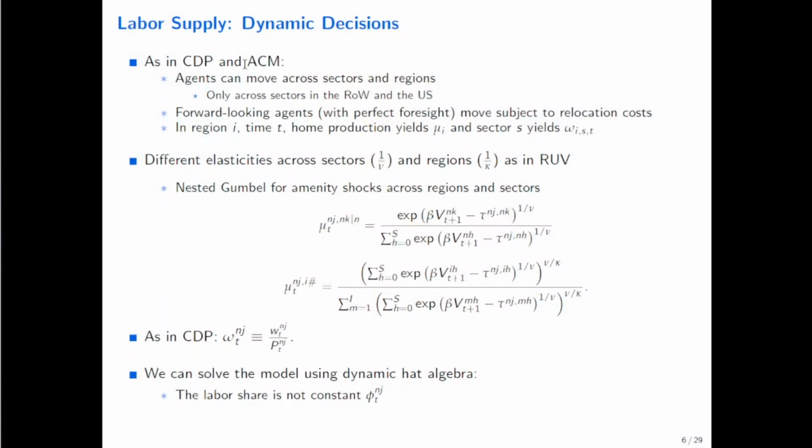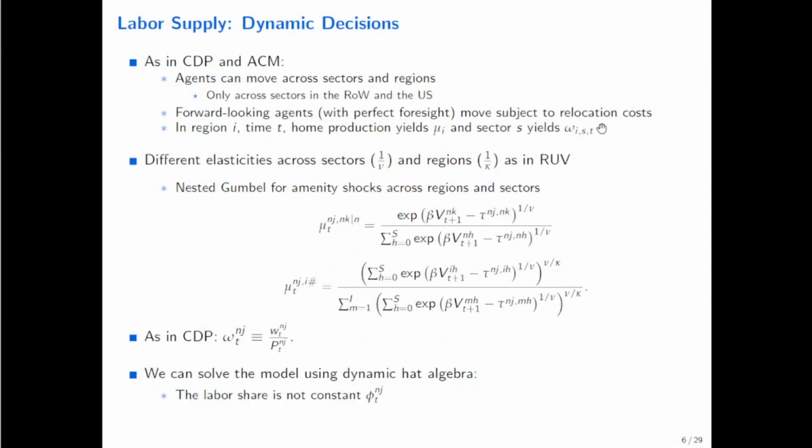Now for the labor supply, we are going to follow the same structure of Caliendo, Dvorkin, and Parro, and Artuc, Chaudhuri, and McLaren. In particular, we are going to assume that agents can move across sectors and across regions. They are going to face some frictions to move across these sectors and regions. Because we are going to calibrate the model to the Colombian economy, we are not that interested in the US and the rest of the world. So for the US and the rest of the world, there are not going to be regions. There are just going to be 2 locations in that case, and they can only move across sectors. So there is no international migration, in the sense that Colombians can move outside or foreigners can move to Colombia.